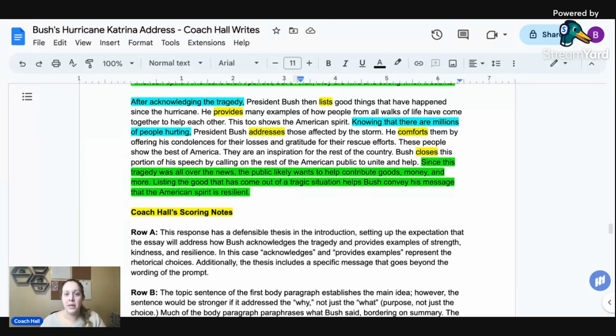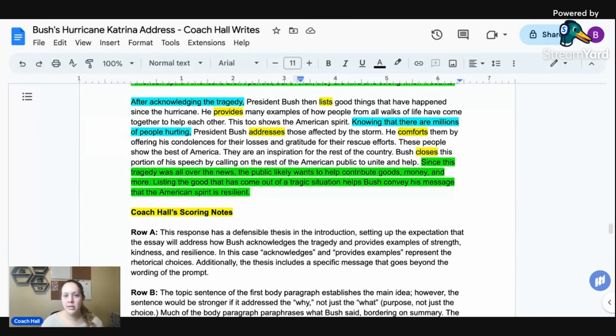So instead of saying that he provides these examples and then moving on to something else, we want to talk about what these examples are. Because if I'm just reading this essay, I know that he apparently provided examples, but I don't know what those examples are. So we want to make sure that we take the time to explain not only that he provides examples, but what are the examples and why do these examples matter? Because when he was constructing this speech, he had to figure out what is going to be the best example I could give to prove that the American spirit is strong. If I want to motivate and comfort the people, what is the best example I could give?